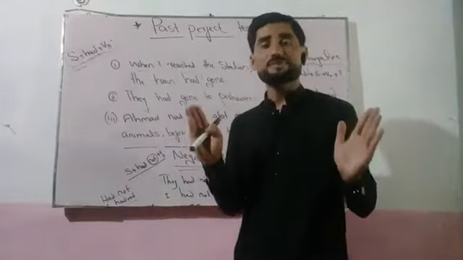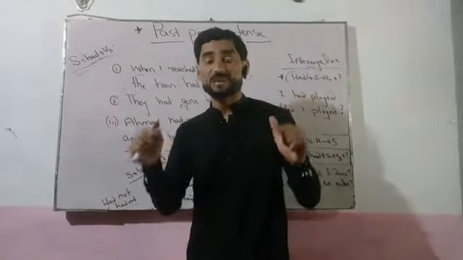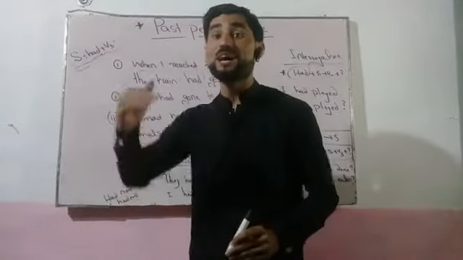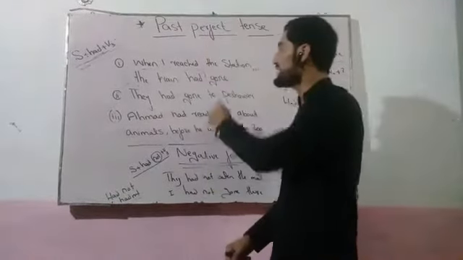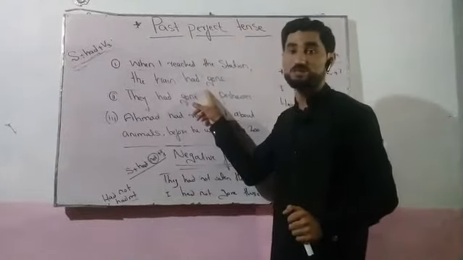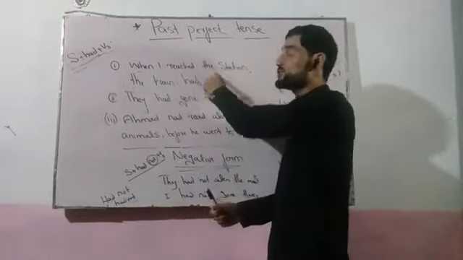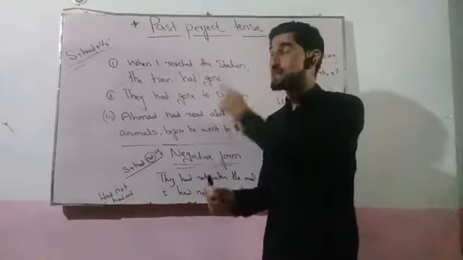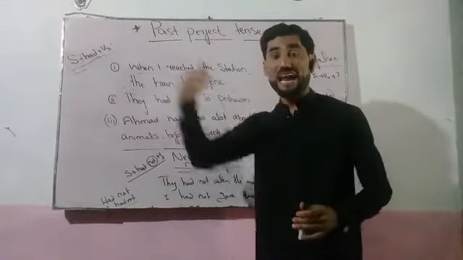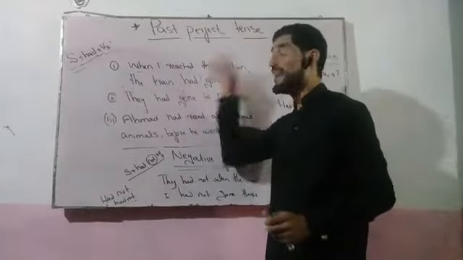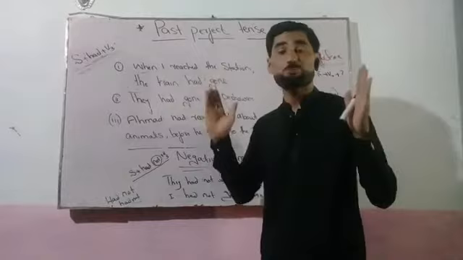As I explained in the definition, past perfect tense is used to describe an action that completed before any other action in the past. So, this action completed first. This is the sentence of past perfect tense, and this is the sentence of past indefinite tense. When I reached the station, this action happened recently, past indefinite tense. And this action happened first. So, the train had gone is a sentence of past perfect tense.